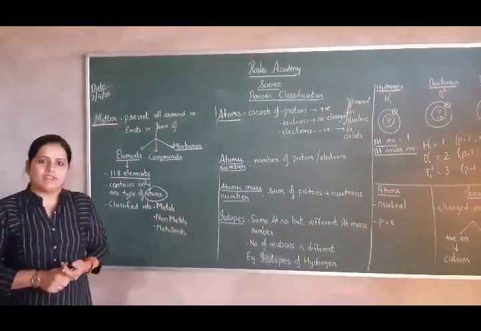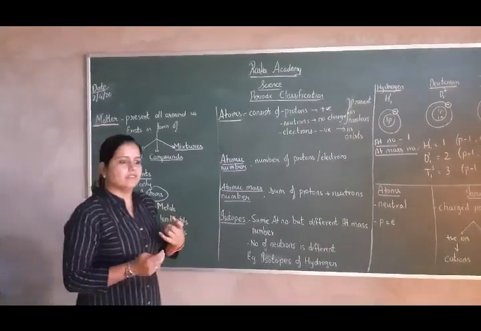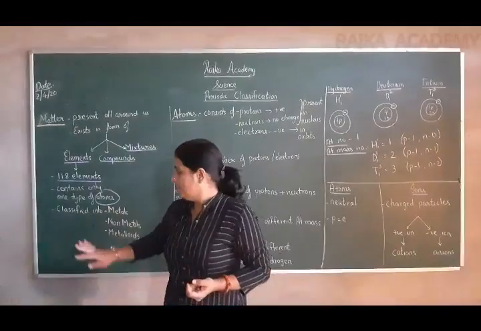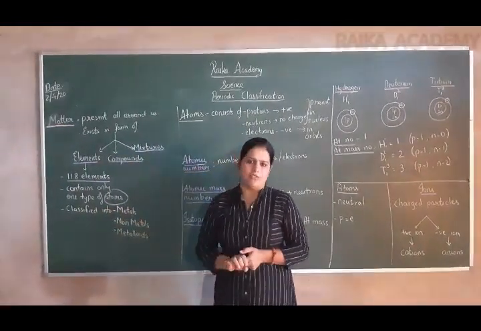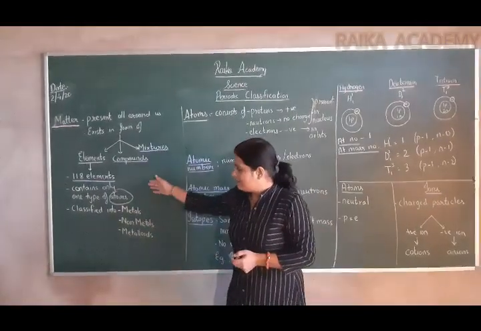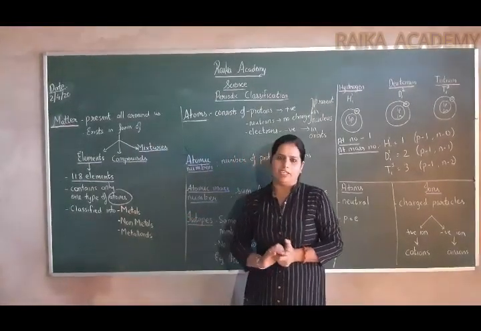The total number of elements that exist today is 118. Elements are substances which have the same kind of atom. An element is made up of only one kind of atom, atoms of a similar type. These elements were further classified as metals, non-metals and metalloids.